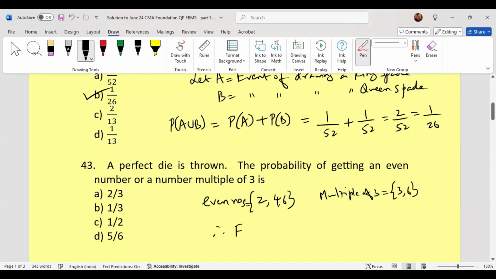Therefore, favorable outcomes are, we cannot write the number which is repeating twice. Only once you can write. That means favorable outcomes are 2, 3, 4, and 6. Therefore, the required probability will be, only one die. So 6 is the total possible outcomes and 4 outcomes are favorable. So 4 by 6, which will work out to 2 by 3. So the option is A.